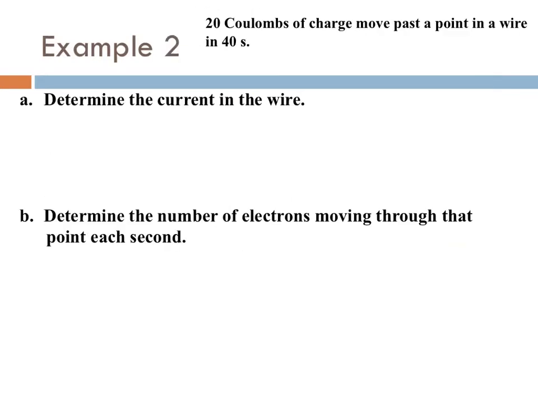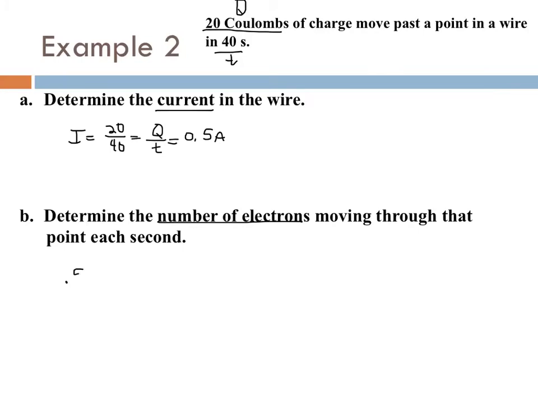In this example, we have 20 coulombs of charge that move past a point in a wire in 40 seconds. So 20 coulombs is our charge, Q, 40 seconds is our time, and we're asked to solve for the current. So that's 20 divided by 40, or Q over t, which gives us 0.5 amps. Now you're also asked to determine the number of electrons that move through that point each second.